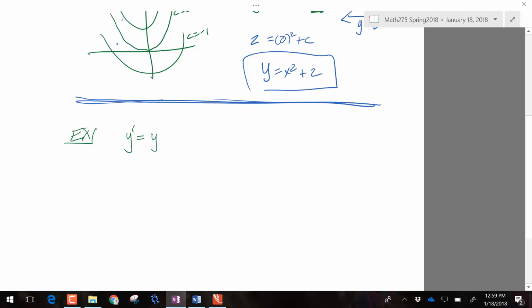Let's just put y. This is another example of an initial value problem. Anybody know what the solution of this might be? Yeah. So if we look at it carefully and say the derivative of a function is equal to the original function, does that sound familiar? What function has a derivative that exists and is equal to itself?